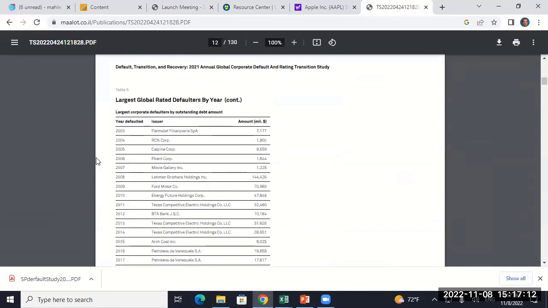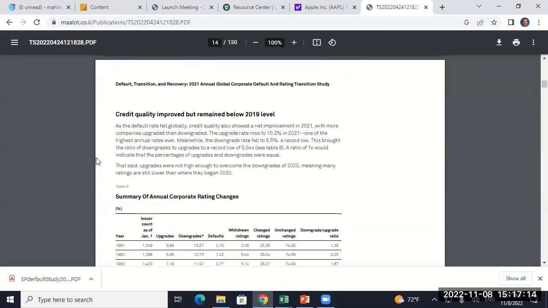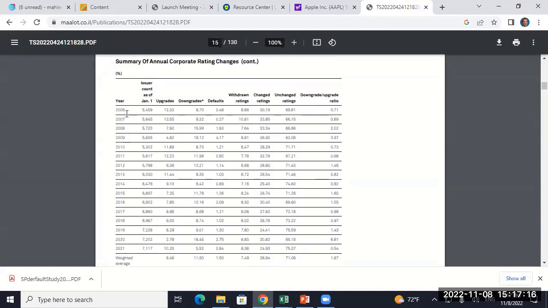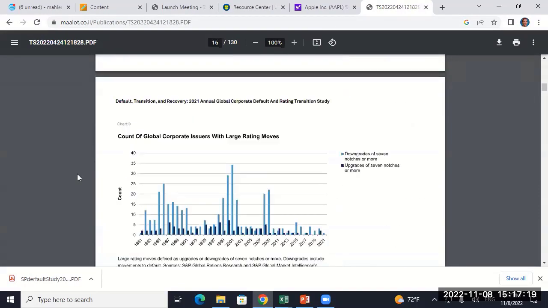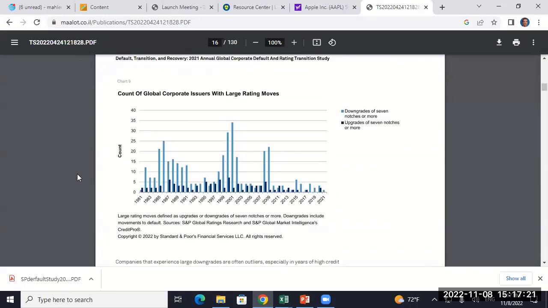So it's 130 pages, but the actual reading might only be about 10 pages. So it's not that much to read. You just look at the data, and obviously get a table like this. You're just kind of eyeballing through it just to see what's going on.